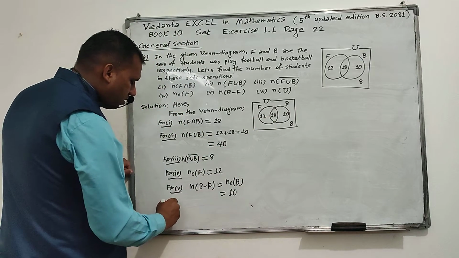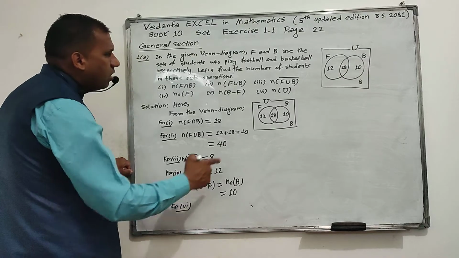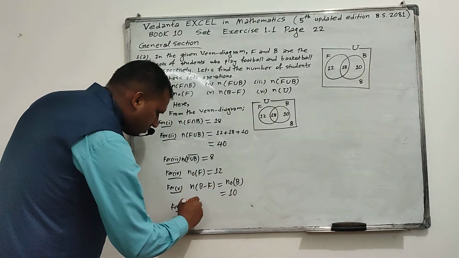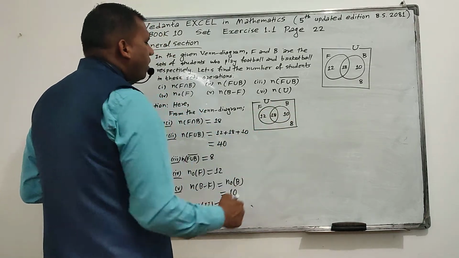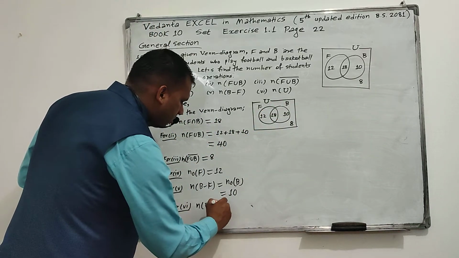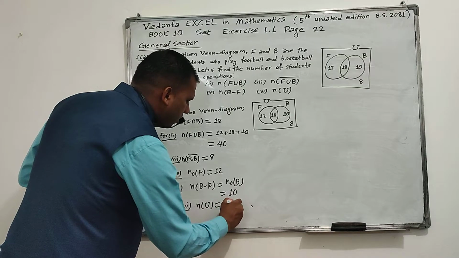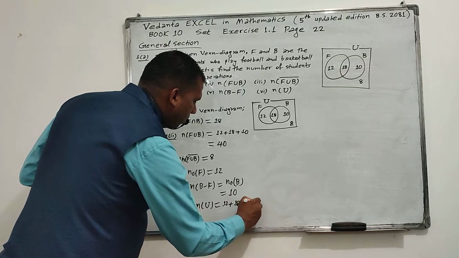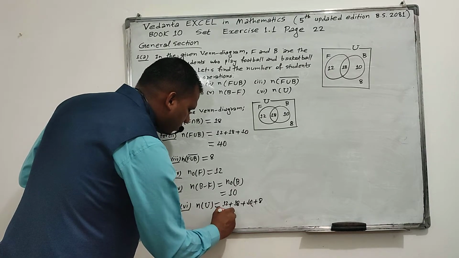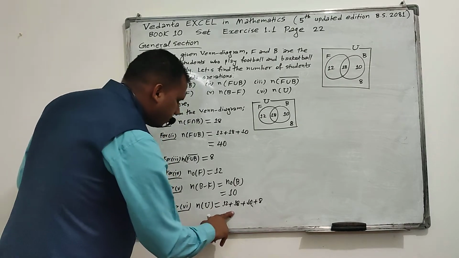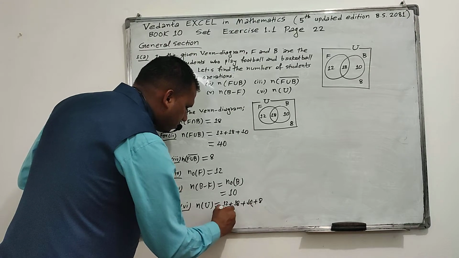For 6, number of U. Number of U equal to sum of all data in the Venn diagram. 12 plus 18 plus 10 plus 8. This equal to 48. This is the number of U.